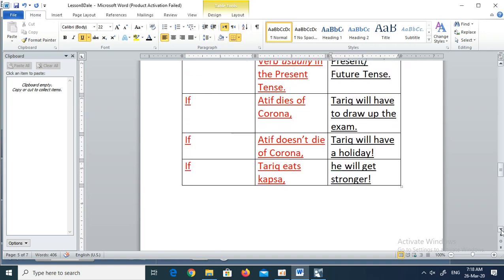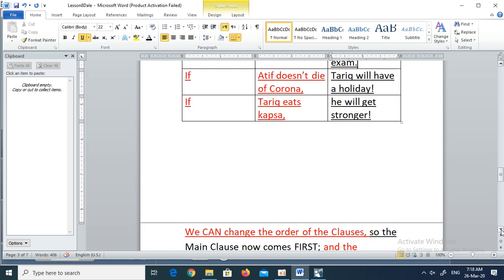Now, we have a slightly better, happier example. If Artif doesn't die of corona, Tariq will have a holiday. So again, we start with the conjunction if. We give a conditional clause. If Artif doesn't die of corona, Tariq will have a holiday. And Tariq will have a holiday is the result. So if Artif doesn't die of corona, Artif's survival is the reason for Tariq to have a holiday. Tariq's holiday is the result of Artif's survival.